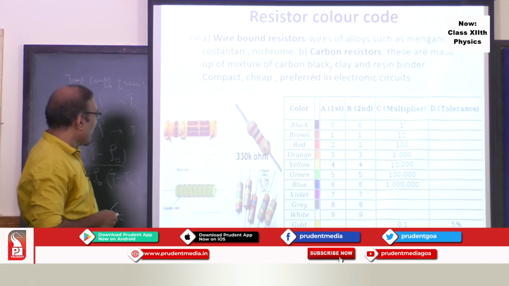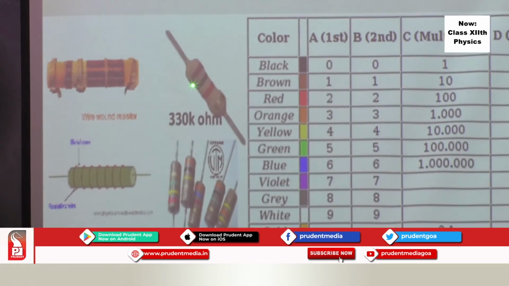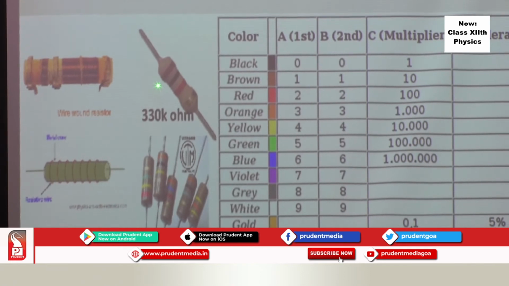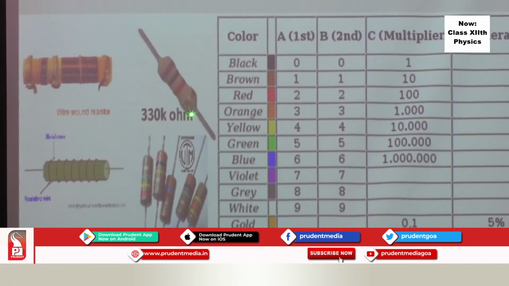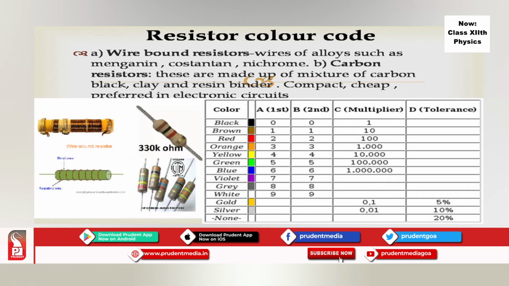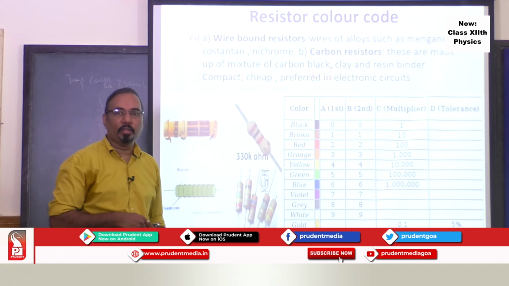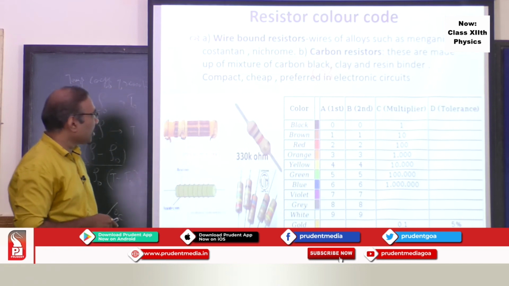So we have wire-wound resistors shown here. Here there are carbon resistors shown, and these carbon resistors have beautiful colors on the body. Three colors are very close together, and the fourth color is away from the three colors. Likewise you can see here. Now how exactly can one find the value of the resistor using this color code?